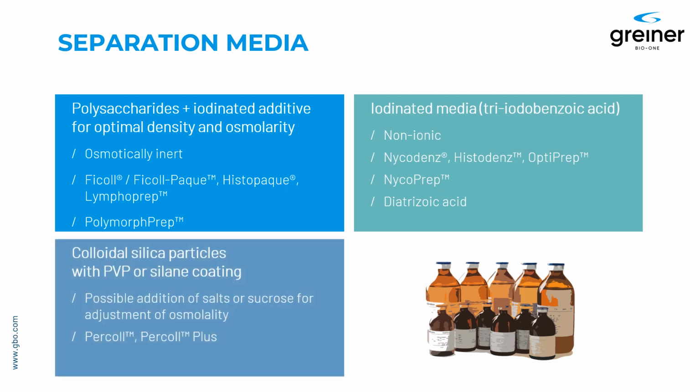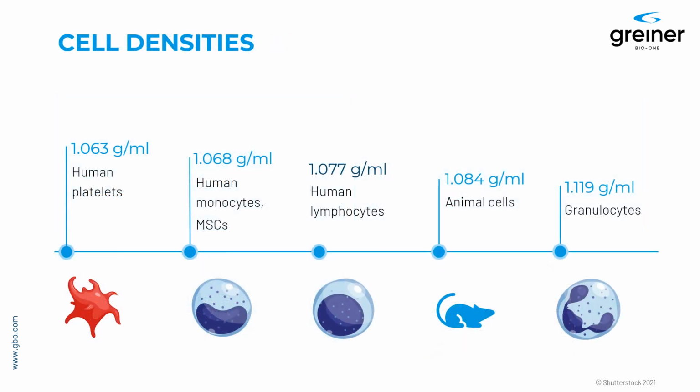The third group of separation media are colloidal suspensions of silica particles with a diameter of 15 to 30 nanometers. They have a polyvinylpyrrolidone or silane coating to prevent interactions with cells and can be easily adjusted with salts or sucrose for the desired osmolality. Most of the separation media can be self-prepared or obtained as ready-made solutions with different densities.